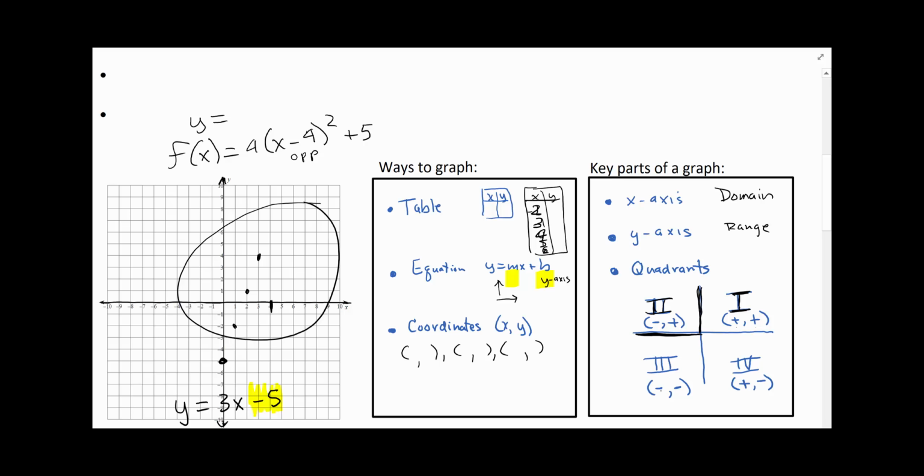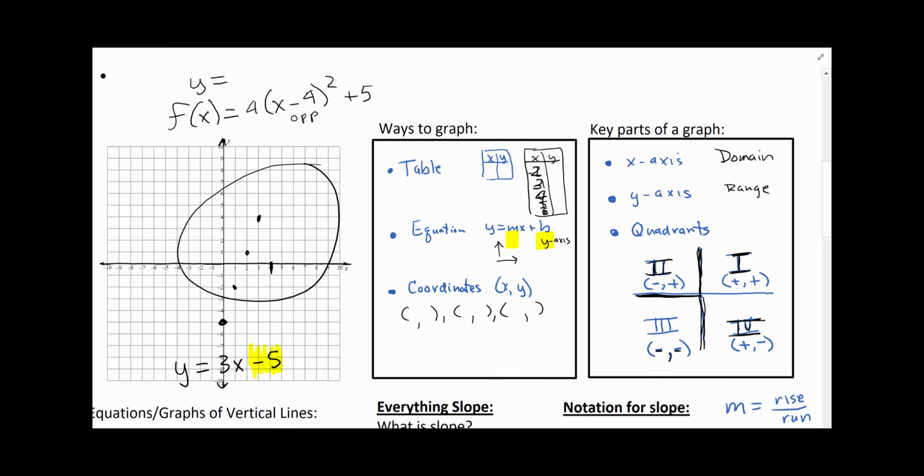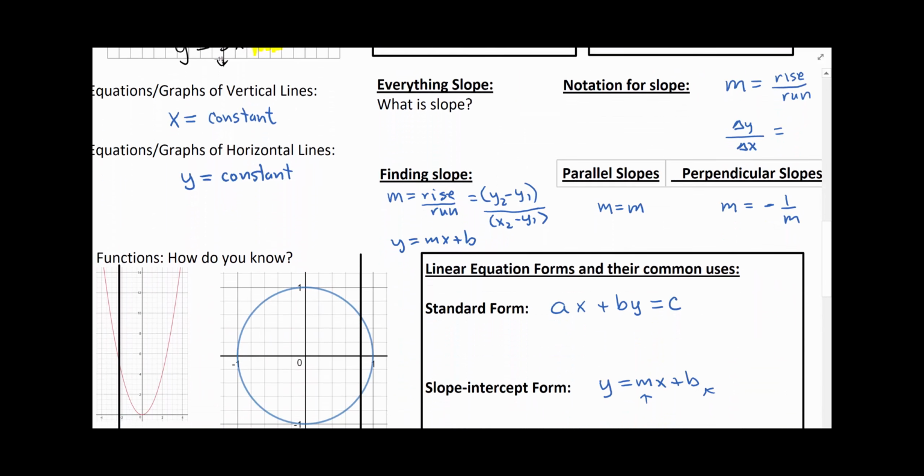In quadrant 3, both x's and y's are negative. That makes sense. We're to the left of the y-axis and we're below the x-axis. So down here, negative, negative. And finally, the fourth quadrant, the x values are positive, the y values are negative. All right, let's keep moving on.